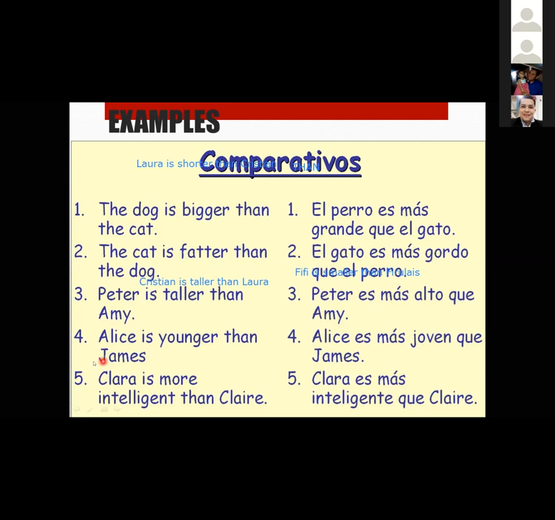Santos, can you help me with number four? Alice is younger than James. Perfect. James. Very good. Nice. And Boris Castillo? Hi, Boris. Can you please read number five? Clara is more intelligent than Claire. Very good. Than Claire. Perfect. Okay. Do you have any question, everybody? ¿Alguna pregunta?